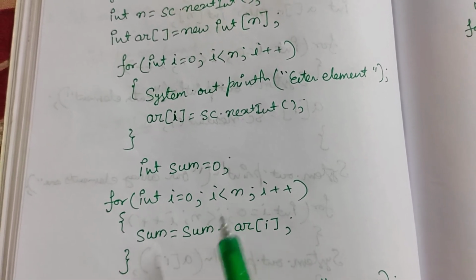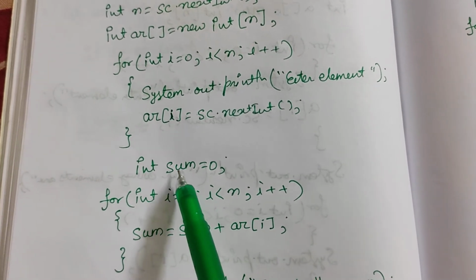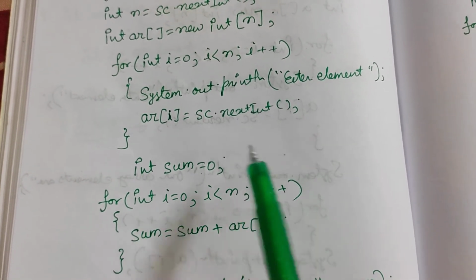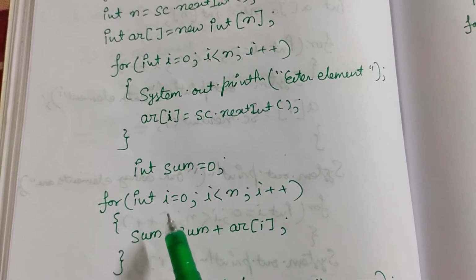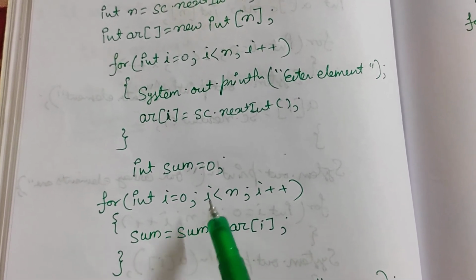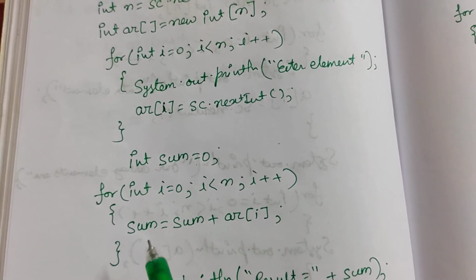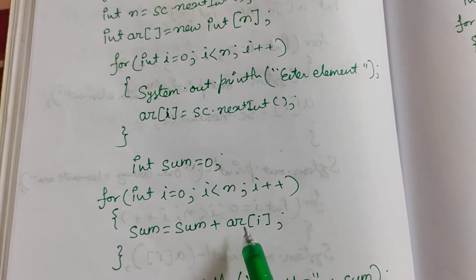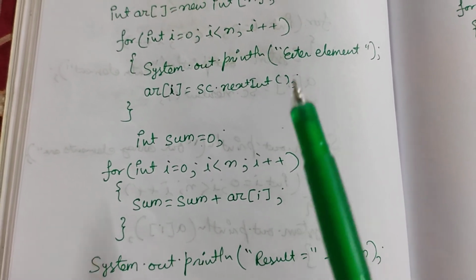If you want to add even numbers separately and odd numbers separately, then we have to take two sums, sum1 and sum2. sum1 = 0, sum2 = 0, and here we will write if ar[i] % 2 == 0, sum1 = sum1 + ar[i], else sum2 = sum2 + ar[i]. Then we have to print both sum1 and sum2. Like this we can print.